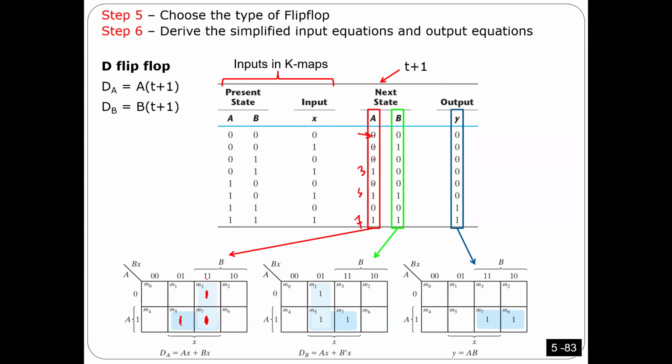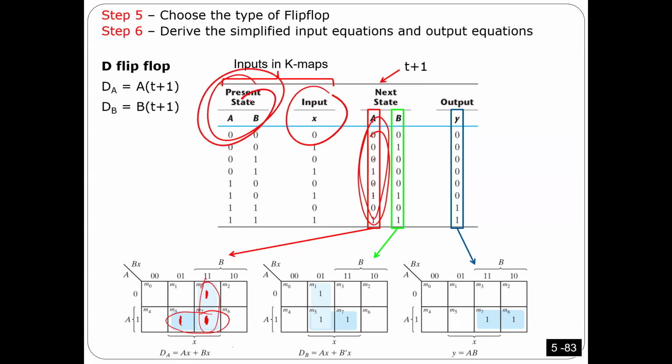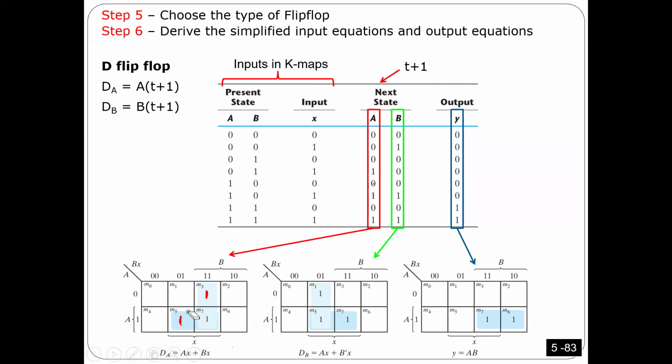And then I can minimize it. I can take these two as one group, and these two as one group, and this is the output. So in order to make sure I will get these values, I need to use this combinational circuit here, and the input of this combinational circuit is the present state and the input. If I do that, I will make sure I get this value here. Same thing, repeat again.